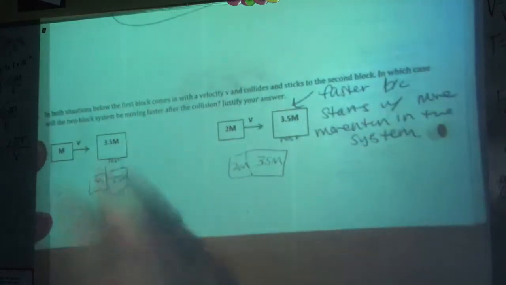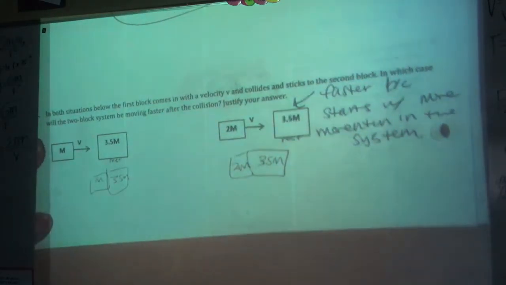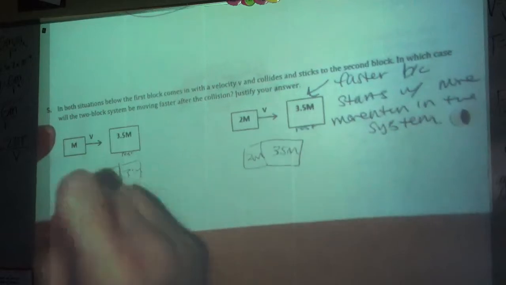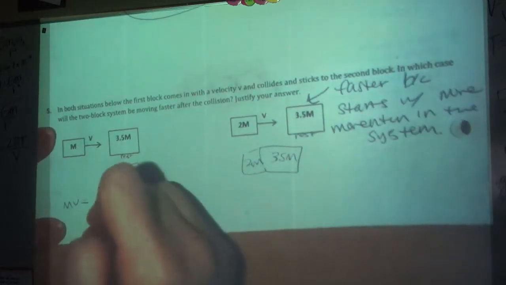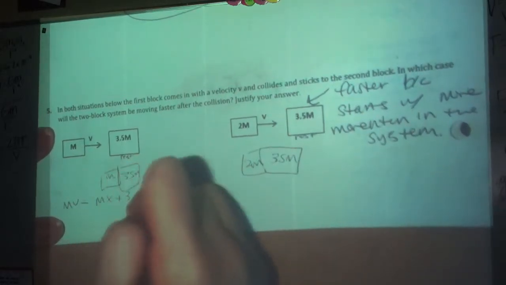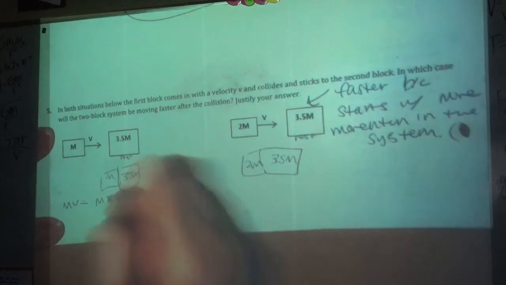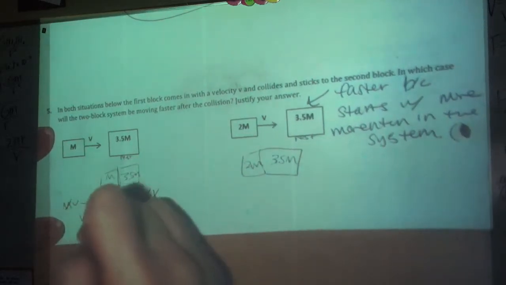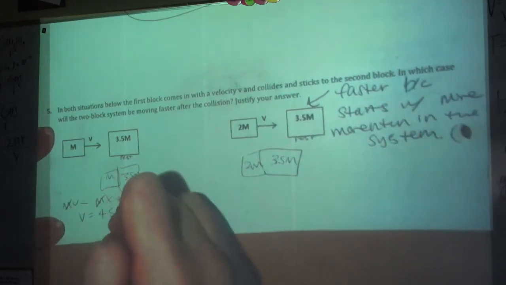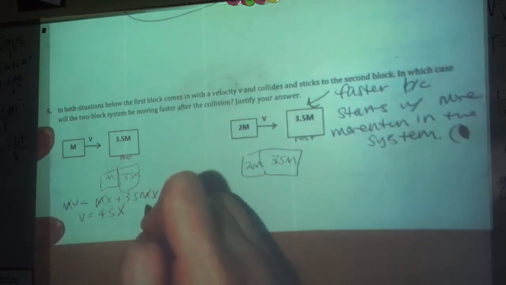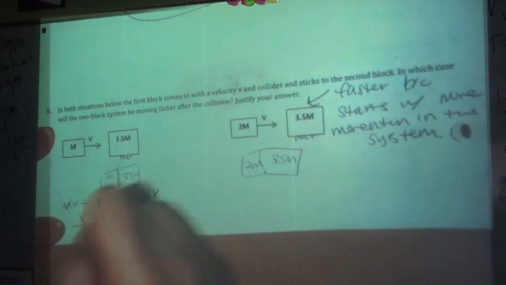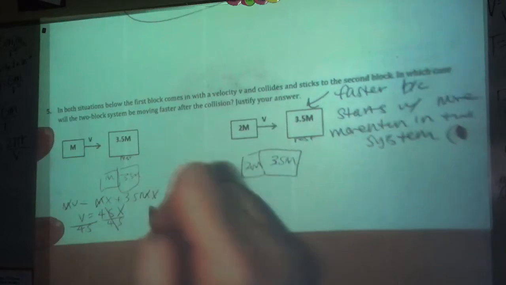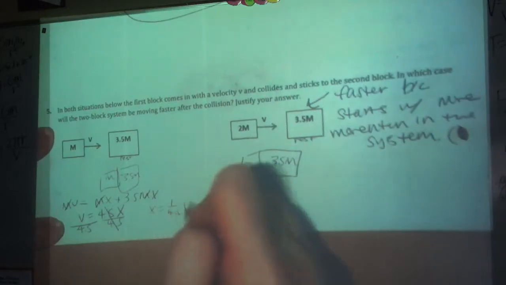Now, if you have time, you can always double check your answer and do the calculation. So here, mv equals mx plus 3.5mx. The m's cancel out, so v is just 4.5x. Then divide the 4.5 over, so your x is 1 over 4.5 v.